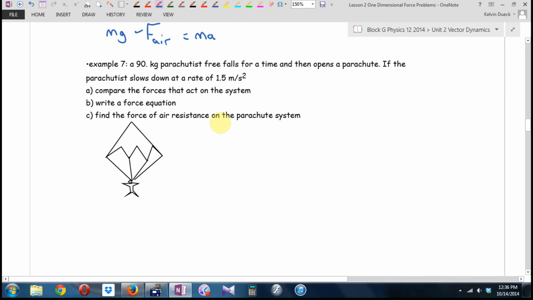Example 7. A 90-kilogram parachutist free falls for a time and then opens a parachute. If the parachutist slows down at a rate of 1.5 meters per second squared, A says, compare the forces that act on the system. That's a fancy way of saying, draw a free body diagram. Okay. There's the parachutist. What are the forces acting on him? Get the obvious one. Okay, gravity down.